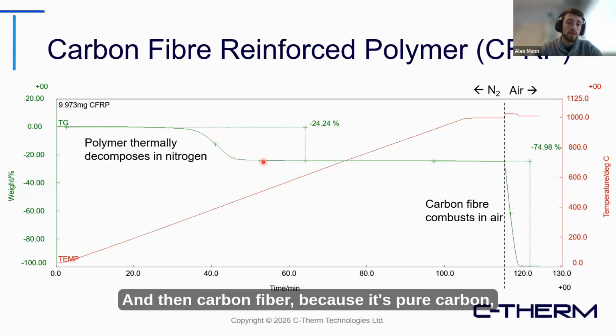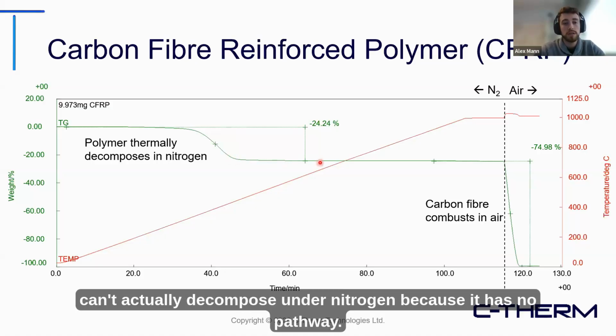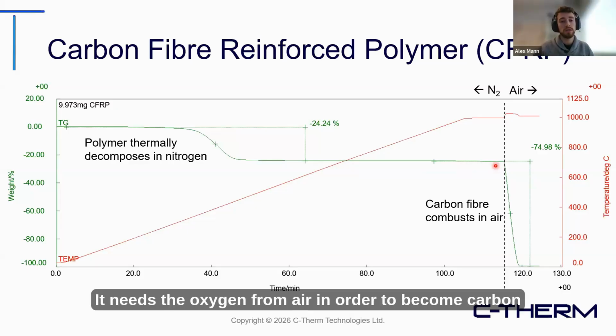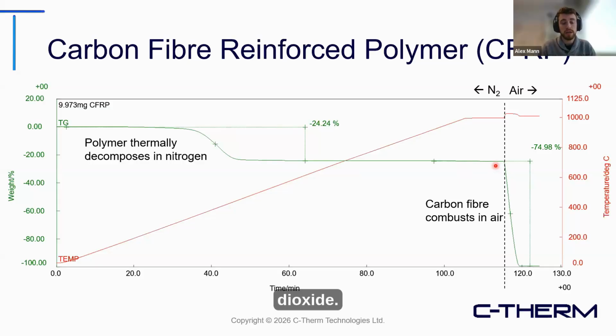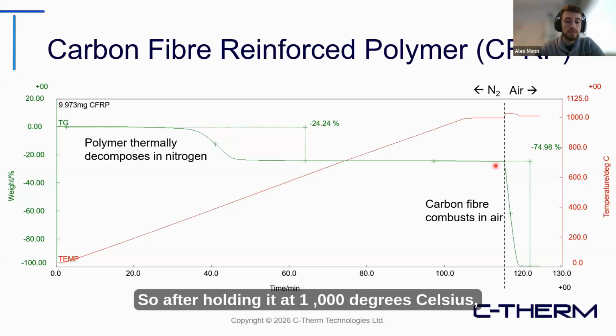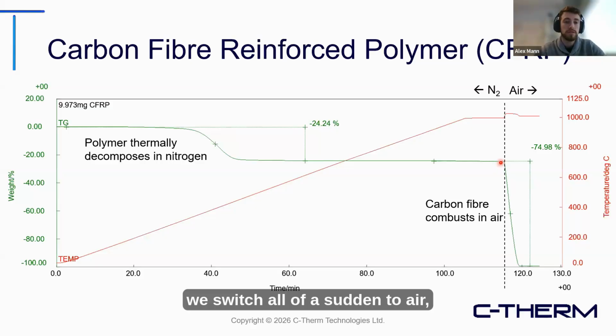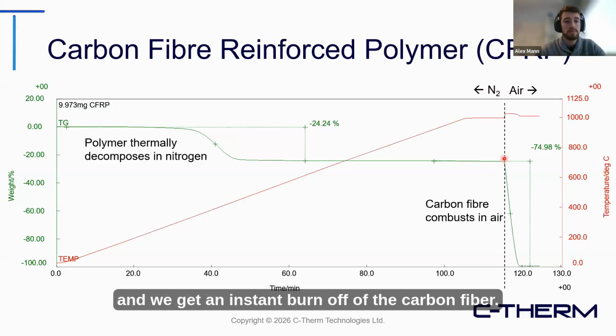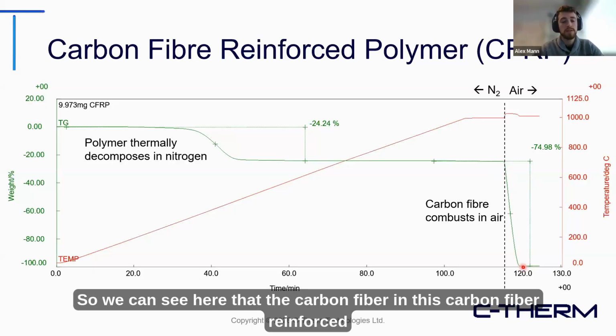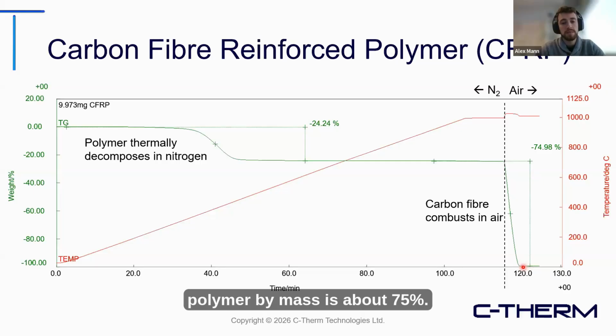Carbon fiber, because it's pure carbon, can't actually decompose under nitrogen because it has no pathway. It needs the oxygen from air in order to become carbon dioxide. So after holding at 1,000 degrees Celsius, we switch all of a sudden to air and we get an instant burn off of the carbon fiber. We can see that the carbon fiber in this carbon fiber reinforced polymer is about 75% by mass.